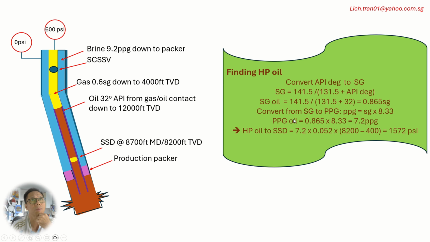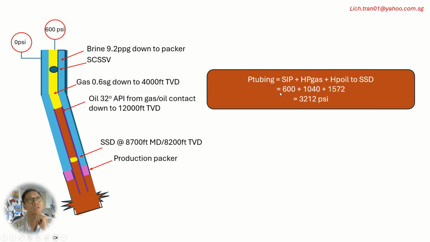The second step is to convert from SG to ppg. Same as before, you take that SG times 8.33 to get ppg. Plug in the numbers, you get 7.2 ppg. Take that, multiply by 0.052, multiply by the true vertical depth between the gas oil contact at 4,000 down to the SSD at 8,200 feet, you get 1,572 psi. So now you sum up those three values, 600 plus 1,040 plus 1,572, you get 3,212 psi.